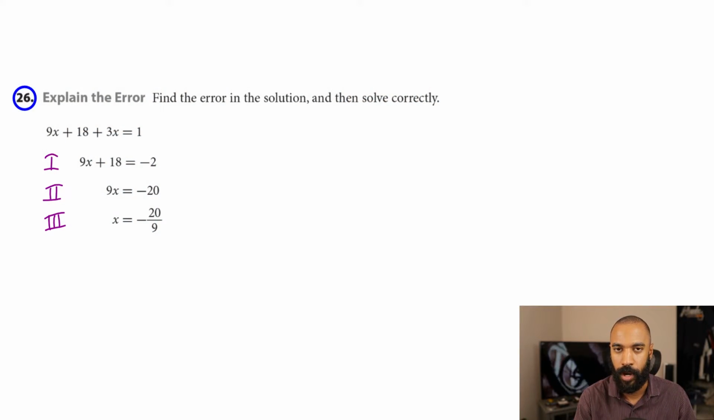If the step that's wrong is early, I don't know, I haven't done it yet. Find the error in the solution and then solve correctly. All right. Here's the original problem: 9x plus 18 plus 3x equals 1.